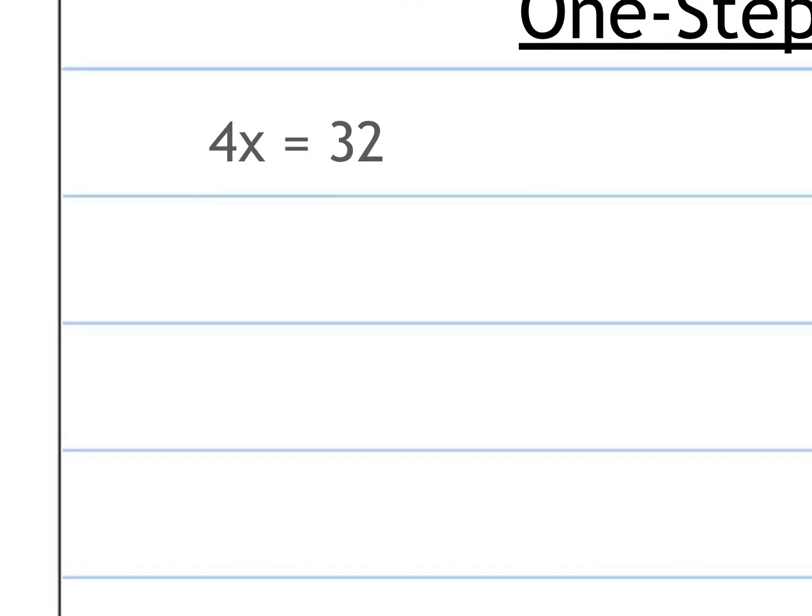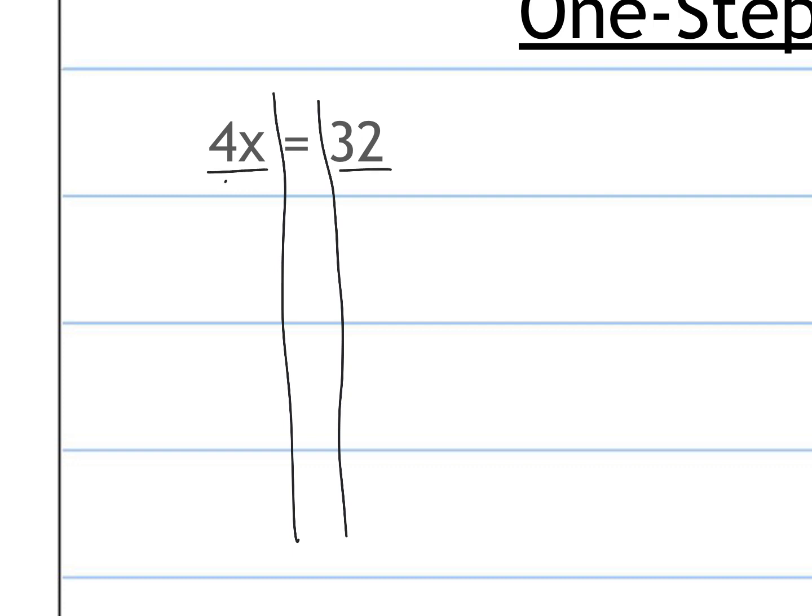So if we have 4x equals 32, we know that x is being multiplied by 4. And remember, when there's a number next to the variable, it always means multiplication. So 4x means 4 times x. I do my train tracks. The opposite of multiplication is division, so I'm going to divide both sides by 4. You should be writing this down in your notebook as well.